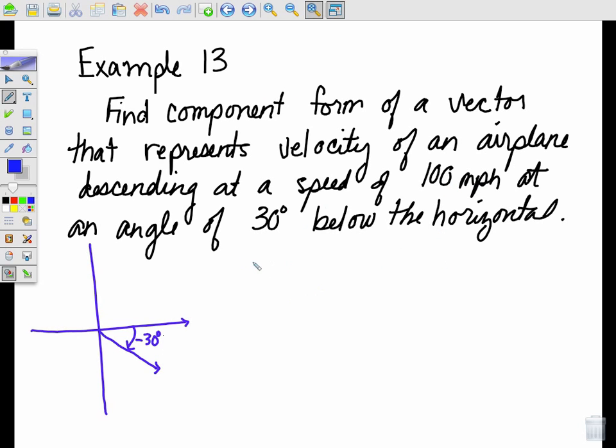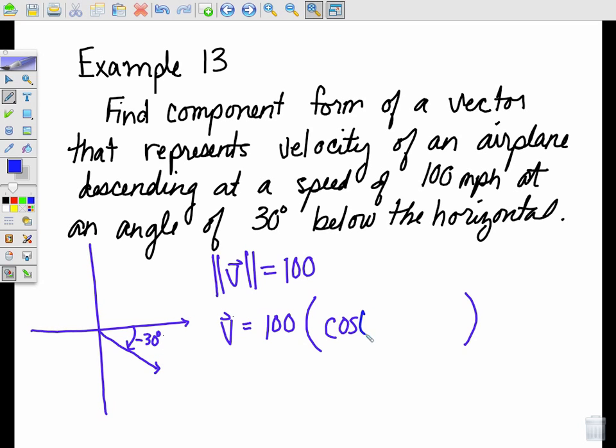So we're trying to find vector v, let's just call it vector v, in component form. What we know is that the magnitude of vector v is 100. And we know the direction, so my vector in directional form would be the magnitude 100 multiplied by the vector in direction form, which would be cosine of negative 30 i plus sine of negative 30 j.